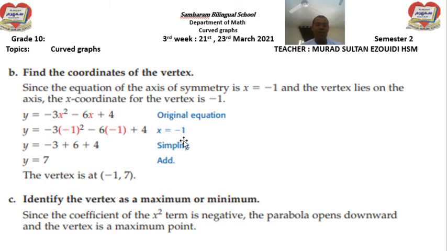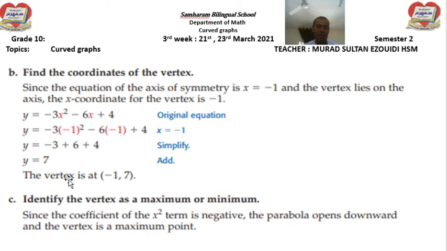Just substitute x equal negative 1 in that original equation. You will get y equal negative 3 multiplied by negative 1 squared, this is positive, minus 6 by minus 1, also this is positive, plus 4. So it will be y equal minus 3 plus 6, because negative 1 by negative 6 will be 6, plus 4. Then you will simplify and add, you will get y equal 7. So the y value of the turning point is 7 when x equal negative 1.